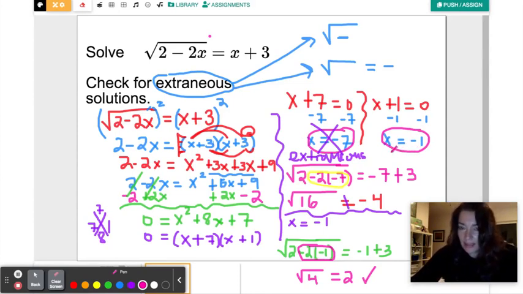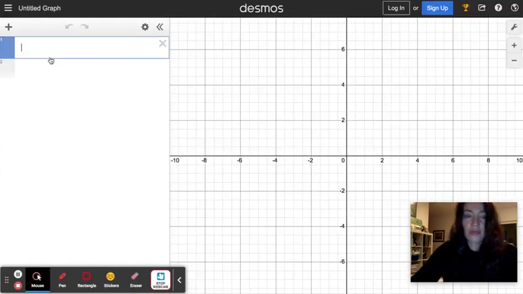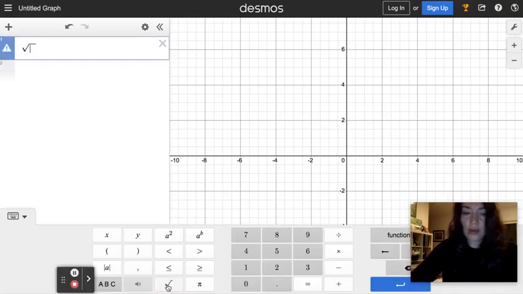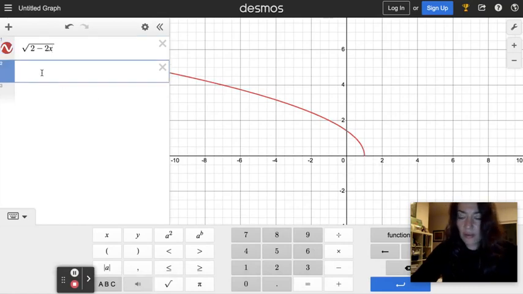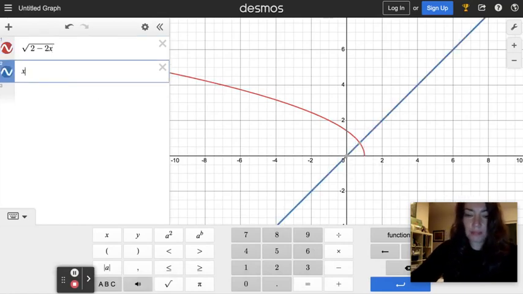Now, I like to show this on a graph, so I'm going to graph the left side, and I'm also going to graph the right side. And that means where they intersect is our solution. So let's go ahead and see that. All right, graphing the equation on the left, what we have is the square root of 2 minus 2x. So that is our square root function right here. And on the right side, we have x plus 3.